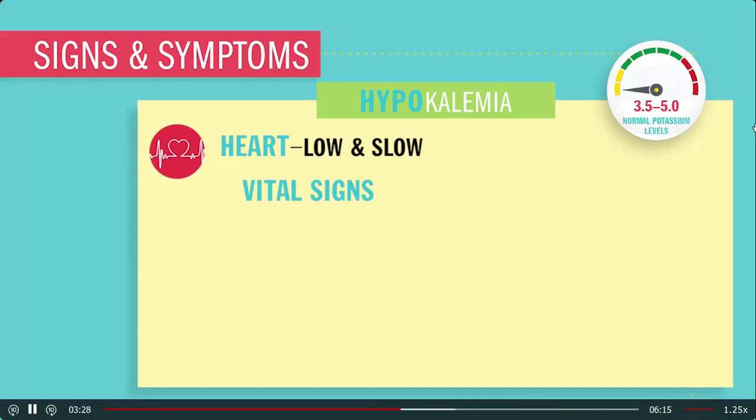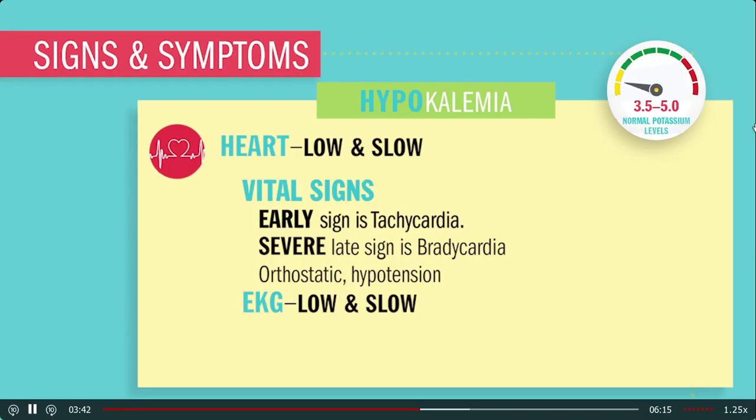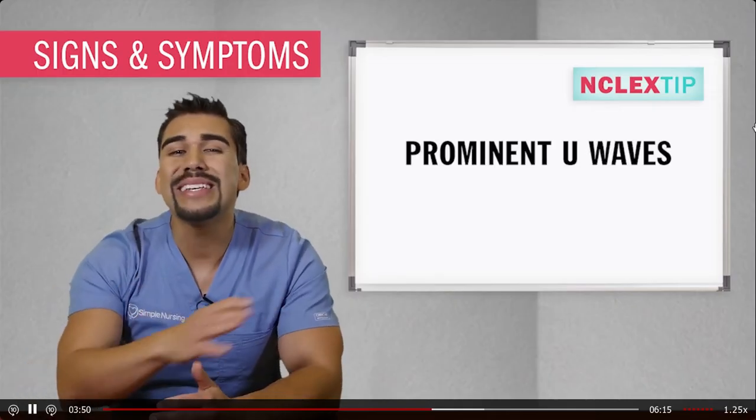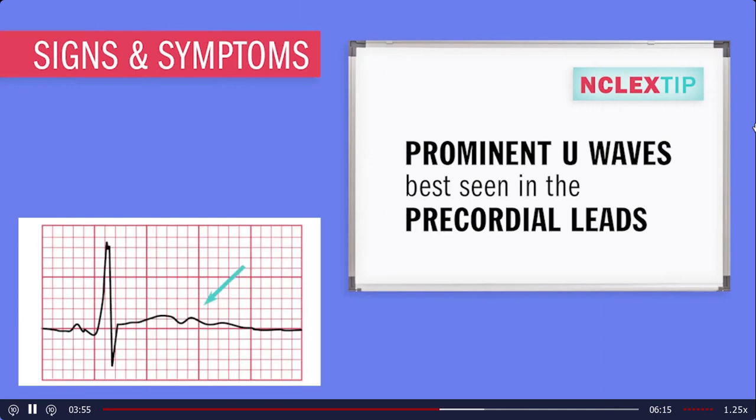You'll see vital signs like thready, weak, irregular pulses. Now the heart rate is a little bit tricky, so write this one down. Tachycardia is an early sign, and then bradycardia is that severe late sign. Orthostatic hypotension, which is basically low blood pressure upon standing. The EKG will be low and slow, so we'll have ST depression, flattened and inverted T waves, which is a big NCLEX tip. Prominent U waves, best seen in precordial leads. The ventricles are too relaxed, too low and slow. They're not depolarizing or squeezing properly.